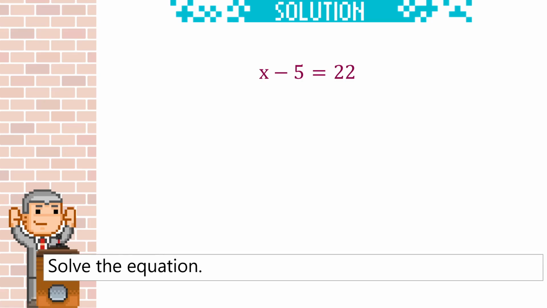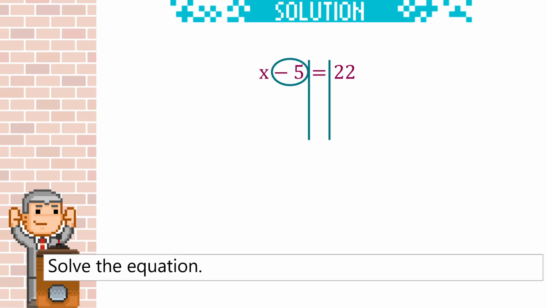We always start by drawing lines down either side of the equal sign. Next, we look at what is happening to the x. We can see that the x is having 5 subtracted from it. We then need to ask ourselves, how do we undo the take away 5? What's the inverse of take away 5?